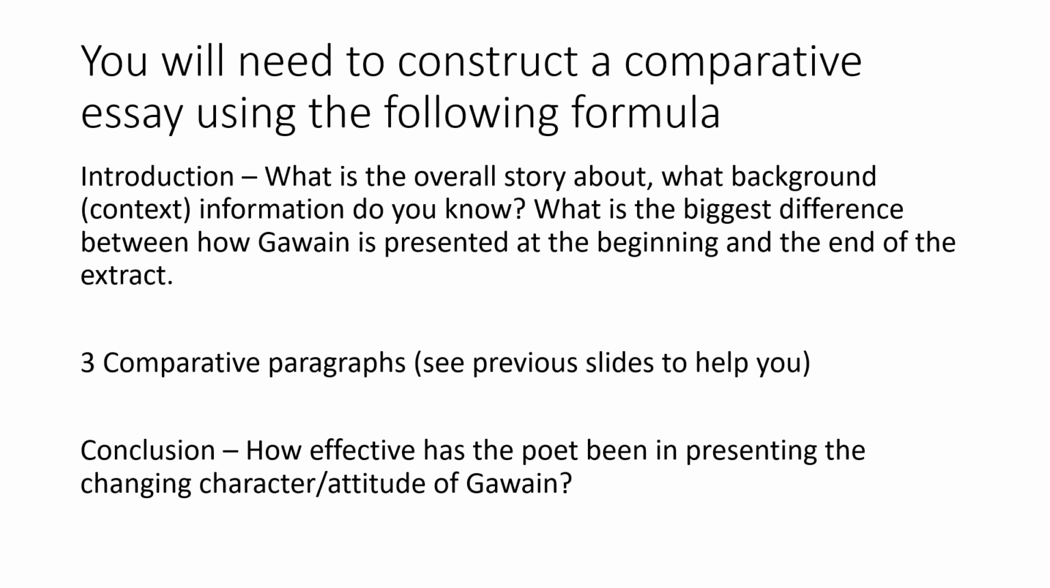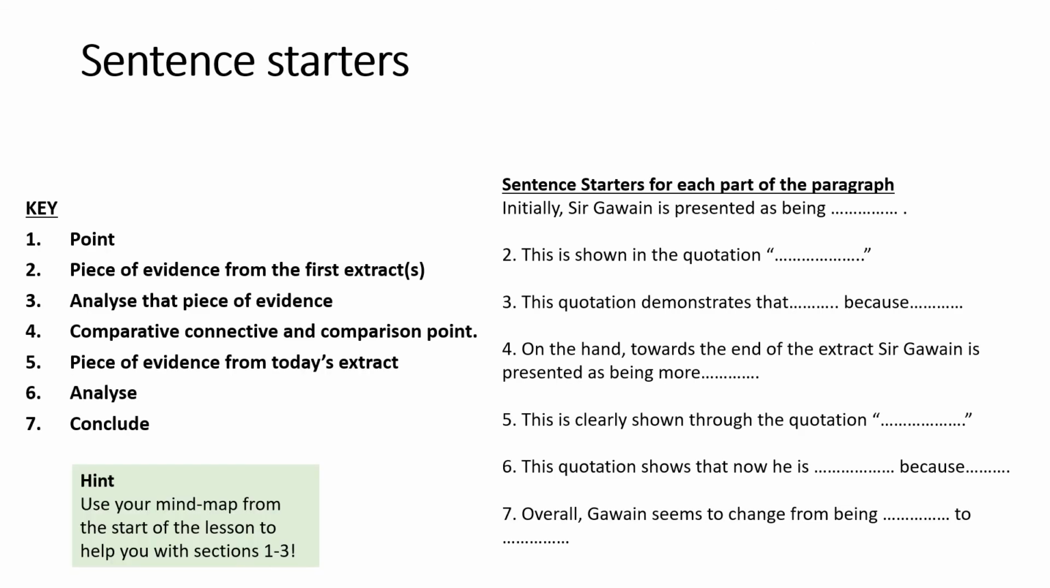Now as the main chunk, you need three comparative paragraphs. Please see the previous slides to help you with that. And then you need to come to an overall conclusion. So how effective has the poet been in presenting the changing character or attitude or feeling of Sir Gawain? I've included some sentence starters here for you to use when constructing your main paragraphs. I've linked each one to a section of the paragraph structure I showed you in my example.